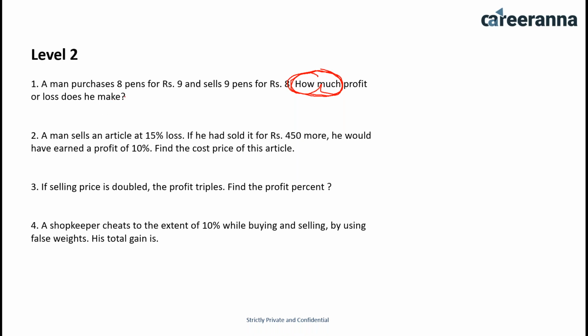Okay, now we have to understand that quantities are different, right? 8 pens are here and 9 pens are here. So we cannot solve it directly. What I have to do now is I will try to find out cost price for one pen and then selling price for one pen. How can I do it? Okay, cost price for one pen is 9 by 8. 8 pens for 9 rupees, 1 pen for 9 by 8. Selling price for 1 pen would be 8 by 9.